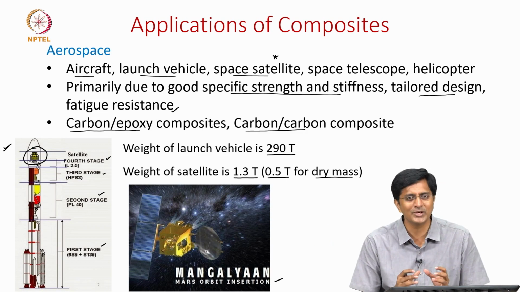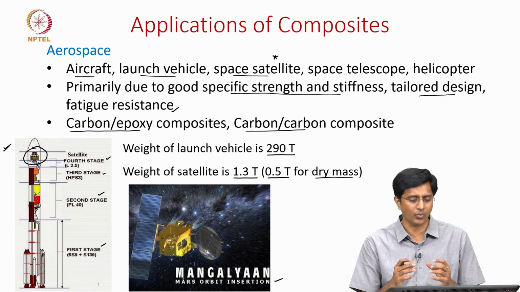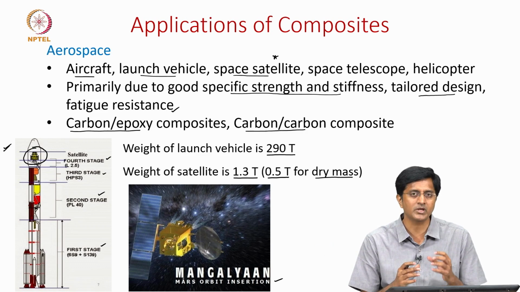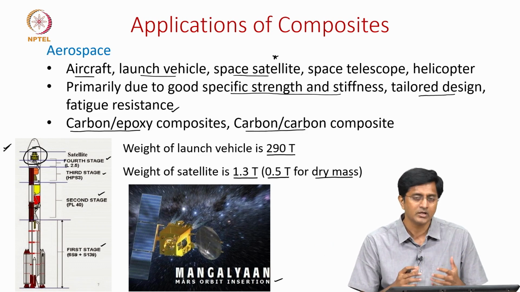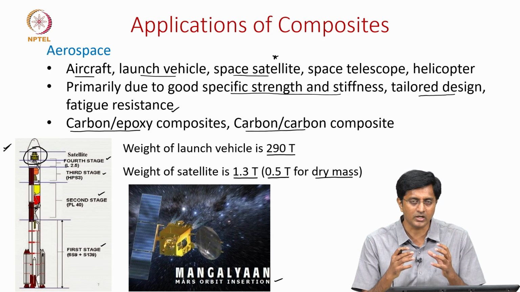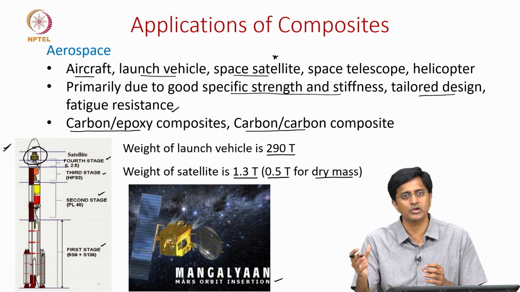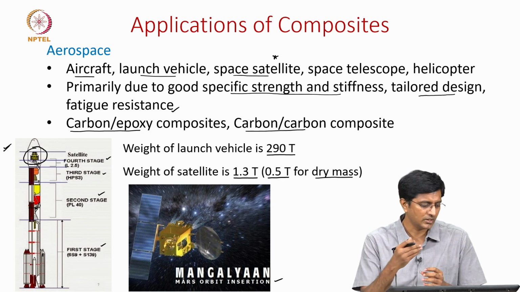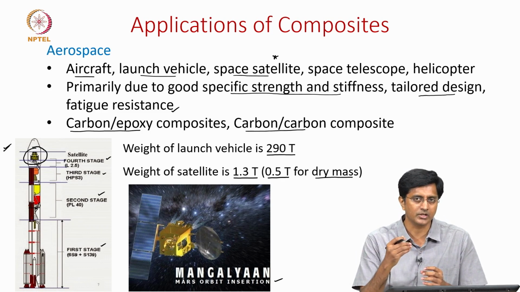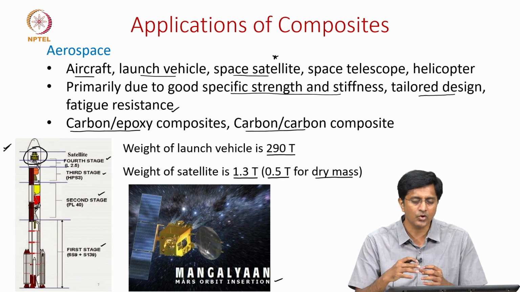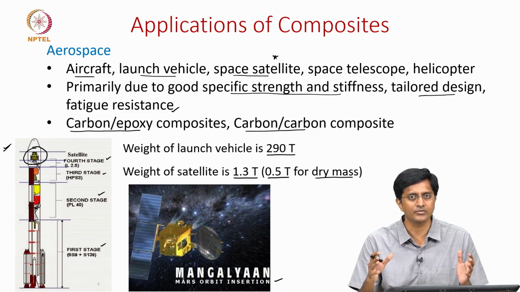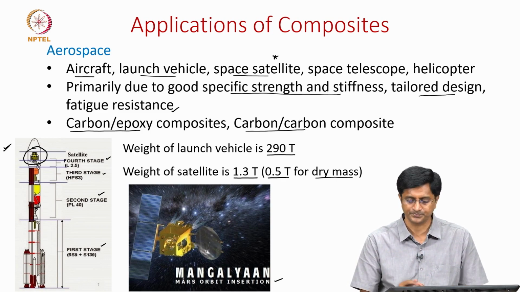I am just trying to give you an example such that you appreciate why composite structures are sometimes used in aerospace, let us say the satellites or even the space telescope or helicopters. Whenever we save mass, the saving can go into saving fuel, let us say in automotives or aircrafts, and it can also go into lengthening the life of the structure.